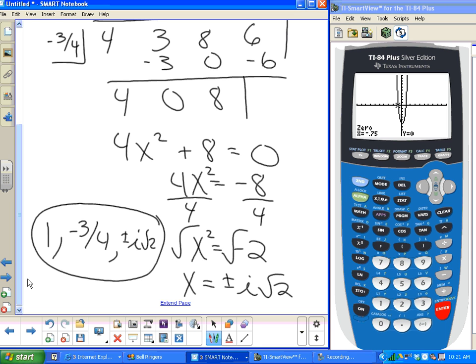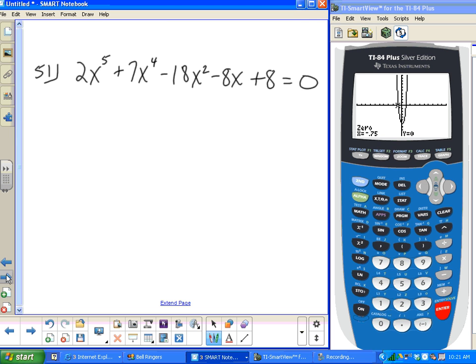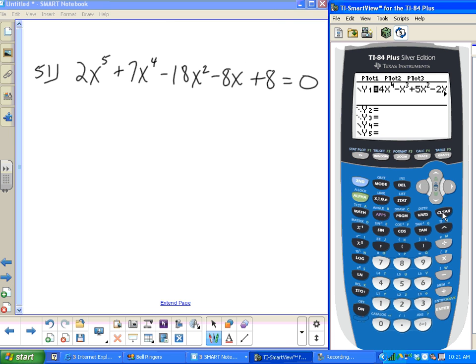Okay. All right. Let's go to this next one. All right. Let's get this next one entered in. I'm going to have to rush through this one. All right. Probably not going to be able to finish it. 2x to the 5th plus 7x to the 4th minus 18x squared. Now, did y'all notice that we skipped a term right there? So in our synthetic division, that means we're going to have to fill in a 0.